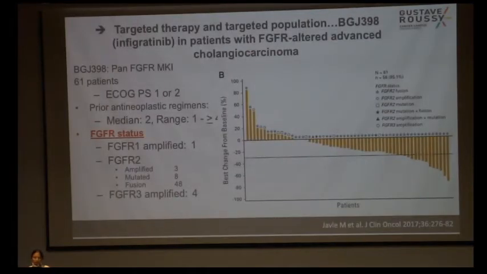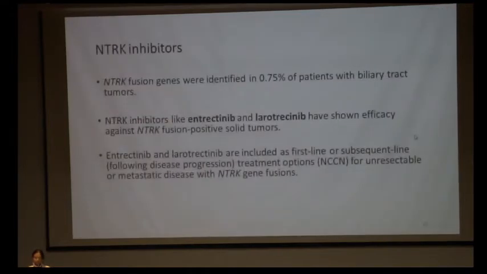And this was the data for infigratinib. So as we can see, most of the responses were in the FGFR2 fusion. So most of the responses were in this cohort, and now these 2 drugs are approved for second line treatment.